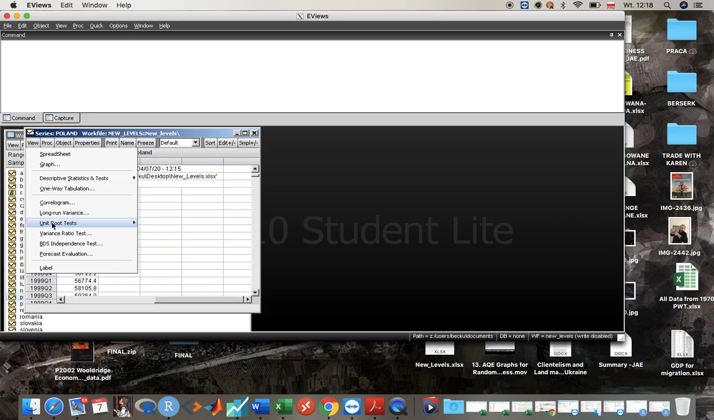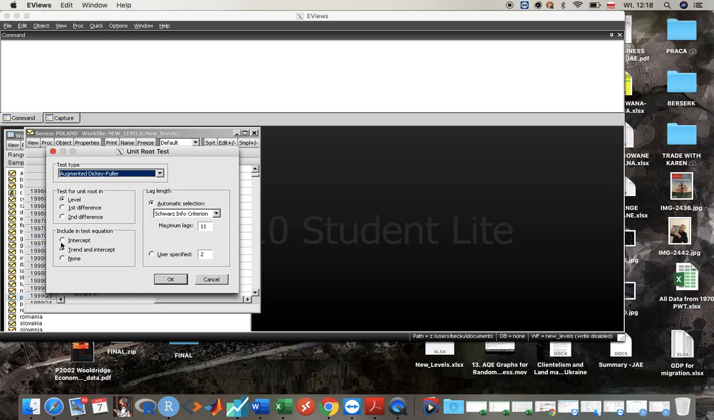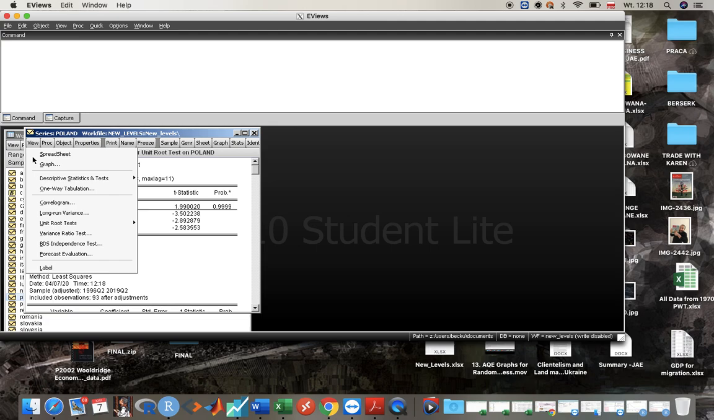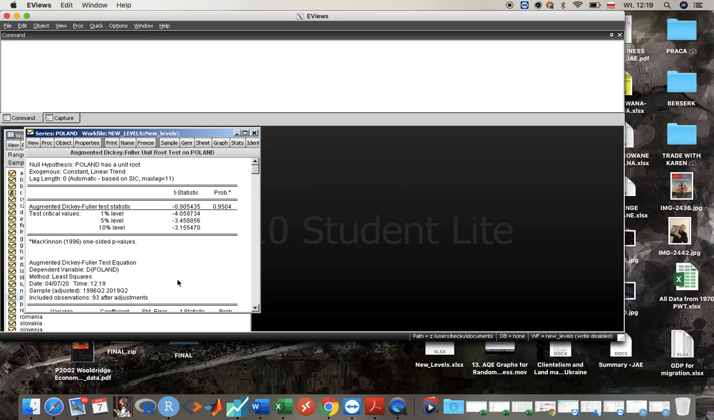Okay, now let's do the same thing for Poland. So we open Poland, unit root, and let's start with just intercept. Well, so here we see null hypothesis, Poland has a unit root, 0.999. So here, look, contrary to the estimates we've obtained with OLS, we have very, very strong evidence that Polish GDP has a unit root. Okay, so now let's see what happens if I add time trend. Well, not much has changed. So again, very strong evidence for the random walk with drift hypothesis.